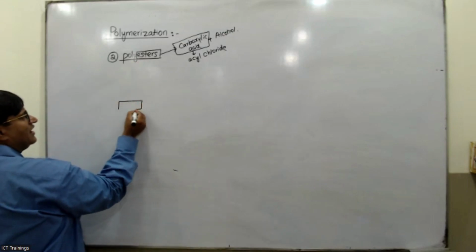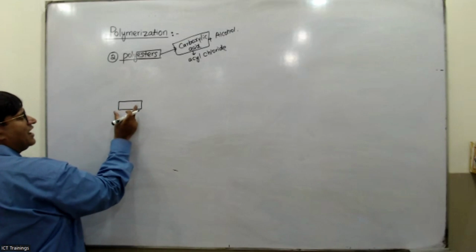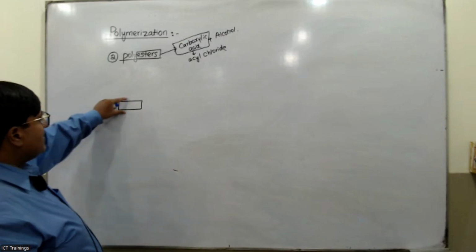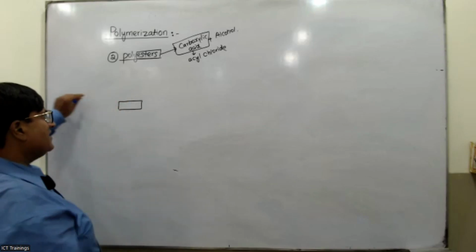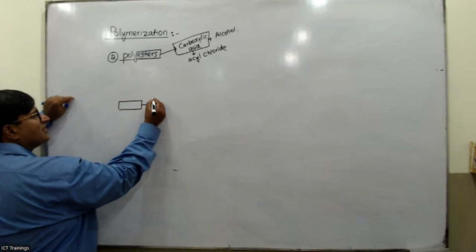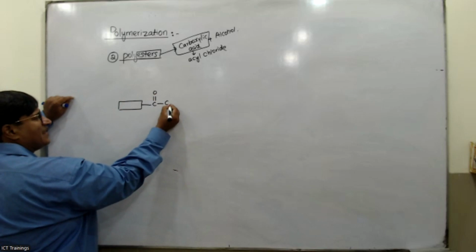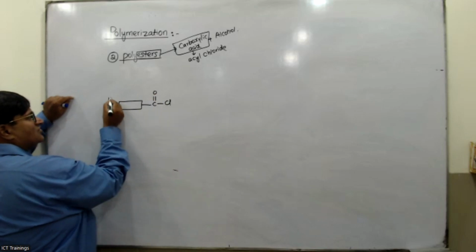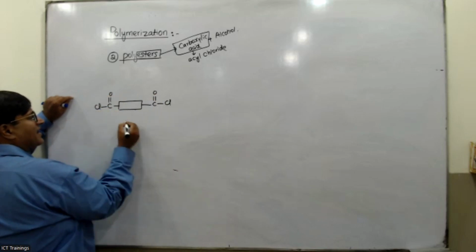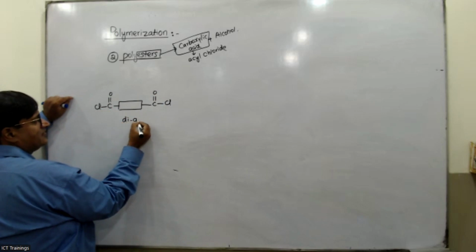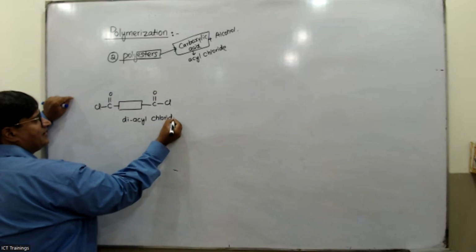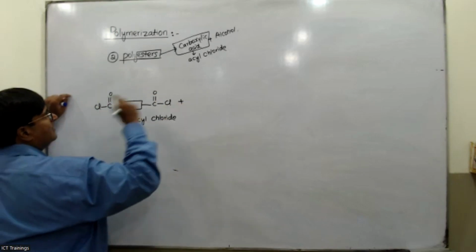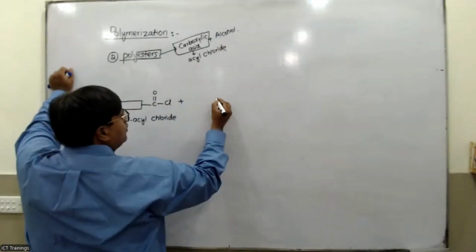We should take a long chain of carbon and hydrogen. I'm not going to specify the carbon and hydrogen chain; I'm going to make a box up here, and on both sides of it I'm going to draw the acyl chloride. So this is, my dear students, the diacyl chloride.